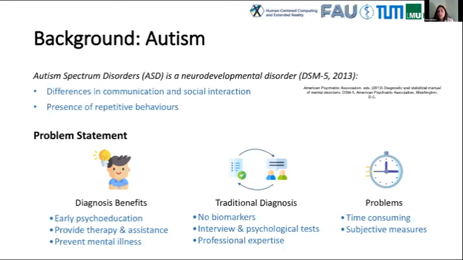As a consequence of these differences, many autistic individuals may struggle in everyday life, which sometimes leads to depression or anxiety, amongst others. Because of this, early diagnosis can be beneficial for the person, but currently this process is not always reliable because it uses subjective measures and it's also very time consuming. So this might cause many people with autism to remain unrecognized, without a diagnosis, until adulthood.